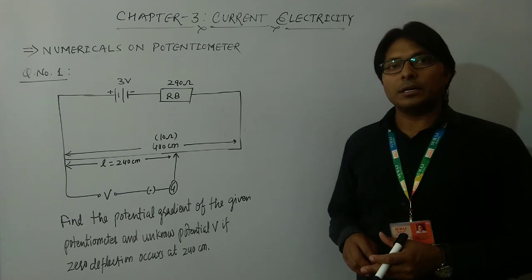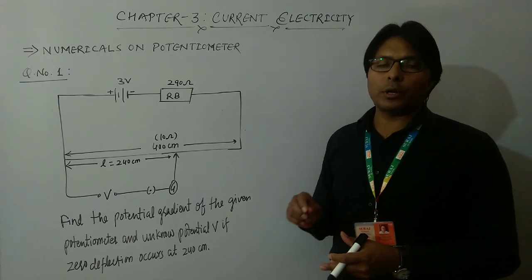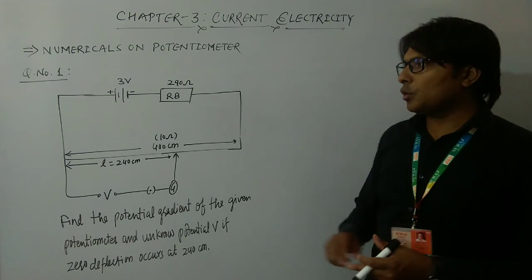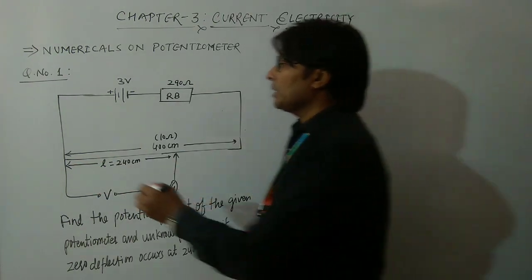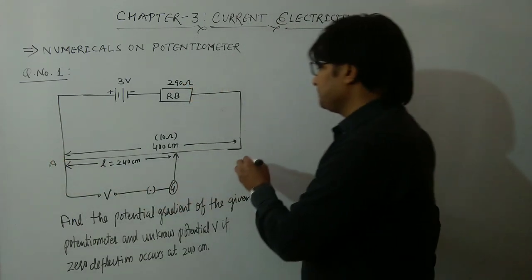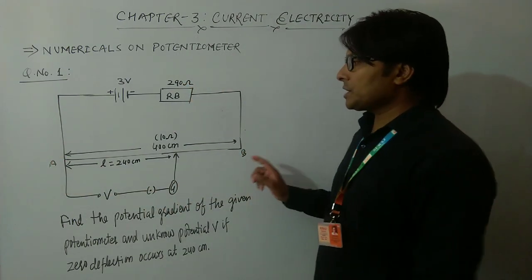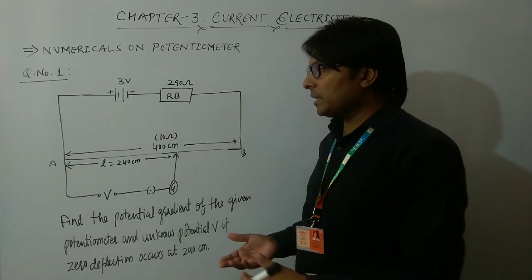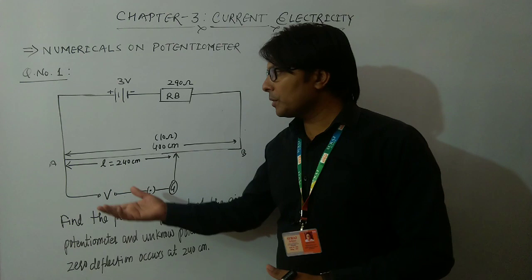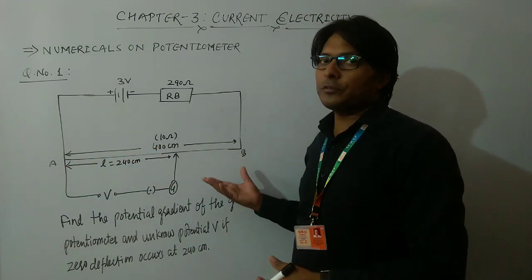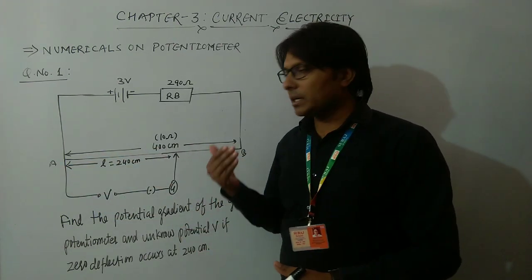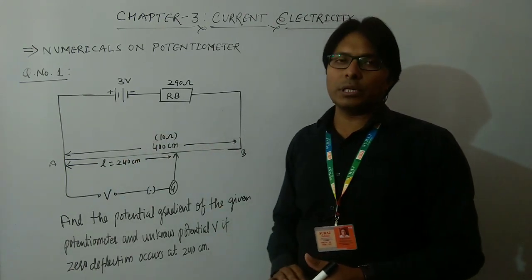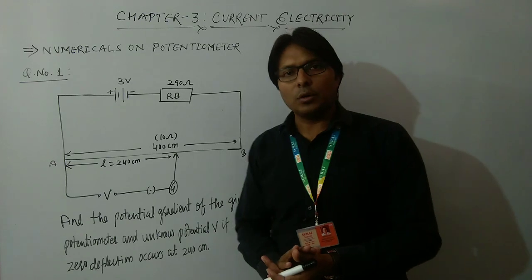As you can recall from that video, potential gradient is the voltage drop per unit length of this wire, which is normally denoted by AB. So first we will calculate the voltage drop on this wire, then divide that voltage drop by the total length of the wire, and we will get the value of potential gradient. This value will be utilized in further calculation of the question which is being given.